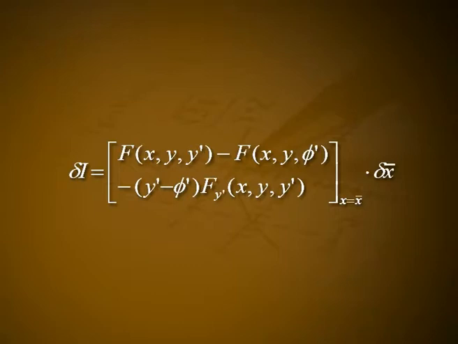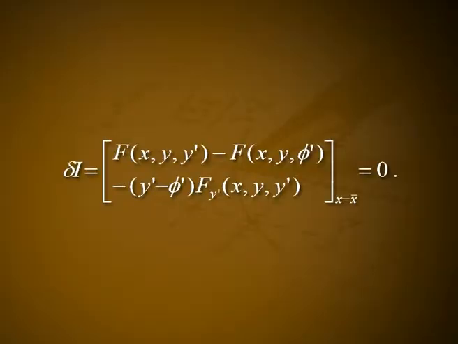f of x comma y phi dash minus y dash minus phi dash into f y dash of x comma y dash at x is equal to x bar into delta x bar, where y of x bar is equal to phi of x bar. Since delta x bar is arbitrary, it follows that the necessary condition delta I is equal to 0 for an extremum reduces to delta I is equal to f of x comma y dash minus f of x comma y phi dash minus y dash minus phi dash into f y dash of x comma y dash at x is equal to x bar is equal to 0.